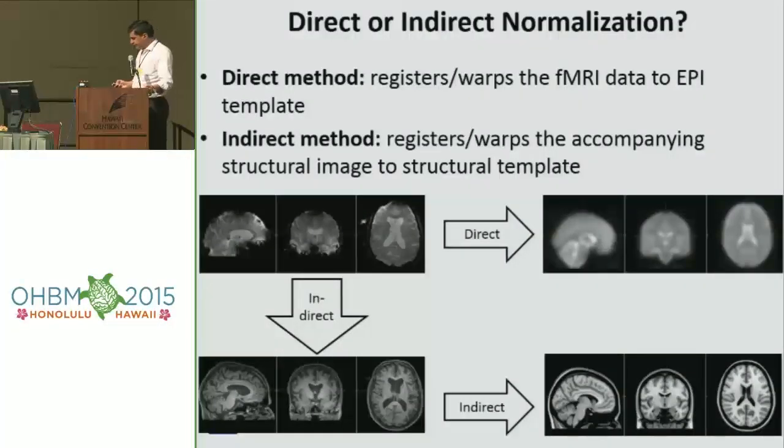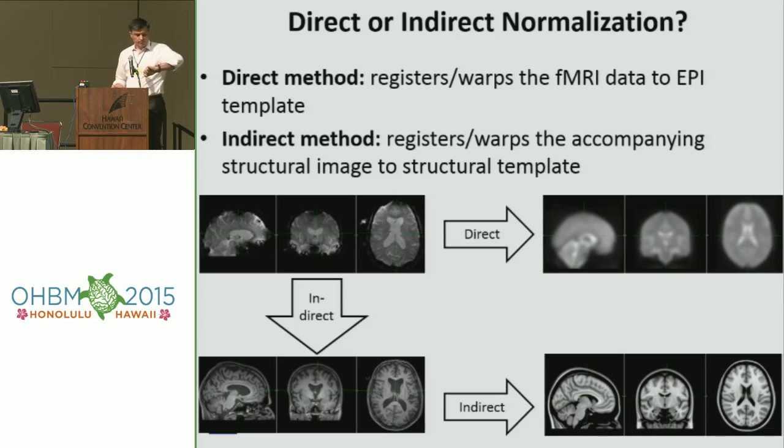So there are direct techniques, in which you take fMRI data and register it to the EPI template, or there's an indirect technique, in which you take your fMRI data, co-register it to a T1, and register the T1 to the structural template. Usually, if you do this technique correctly, it improves your registration.